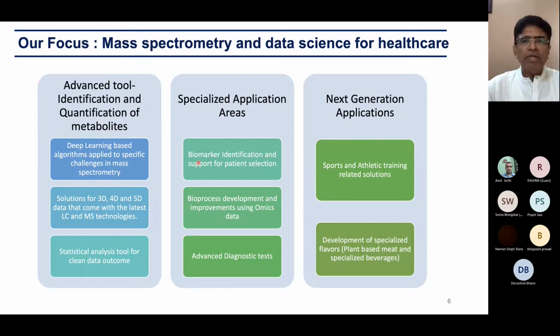The application areas are biomarker discovery, let's say new biomarkers for cancer or pre-diabetes and so on, or applications in process development where the process itself involves bacterial cells or animal cells, and diagnostic tests for new diseases. The next generation applications include sports and athletic training, elite sports, those kinds of solutions, and development of specialized flavors, plant-based meat, and specialized beverages. These are some of the applications that we work on.